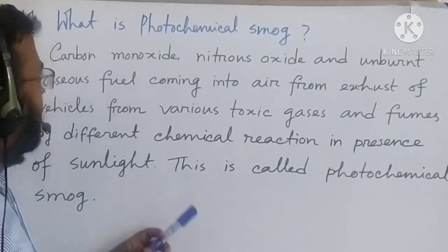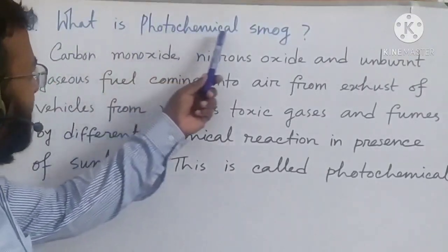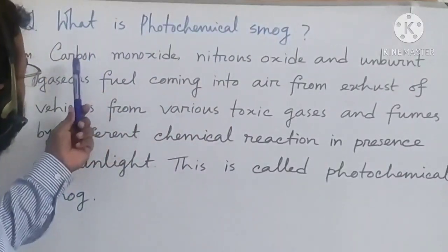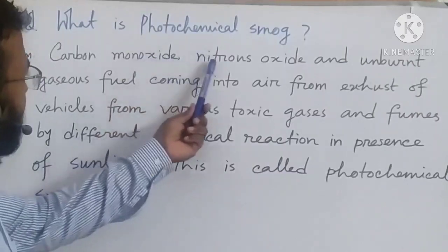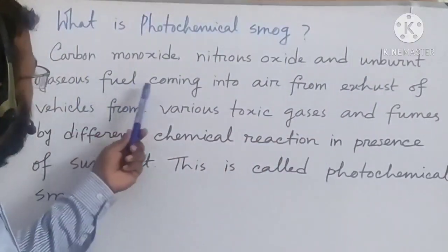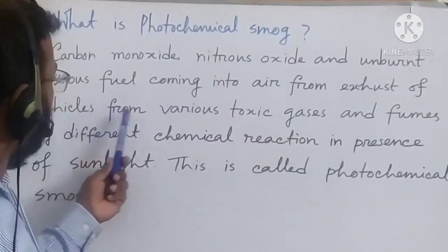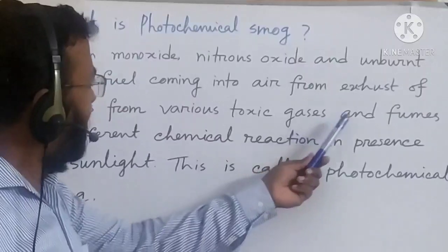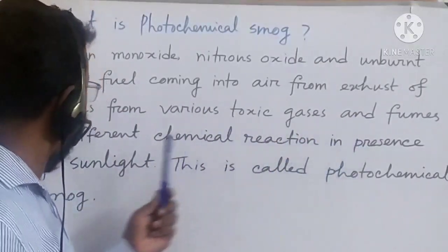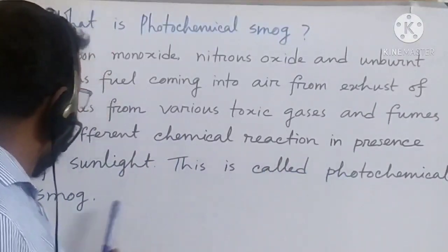Okay, now I have written the next question. All of you see that I have written what is photochemical smog. Okay, now the answer: carbon monoxide, nitrous oxide and unburnt gaseous fuel coming into air from exhaust of vehicles form various toxic gases and fumes by different chemical reactions in presence of sunlight. So this is called photochemical smog.